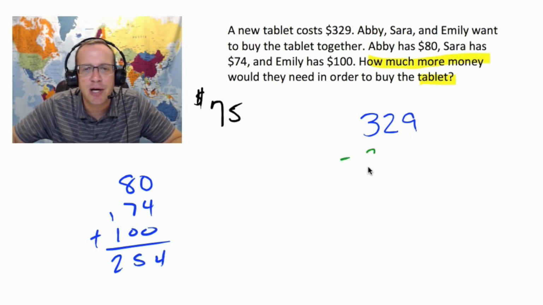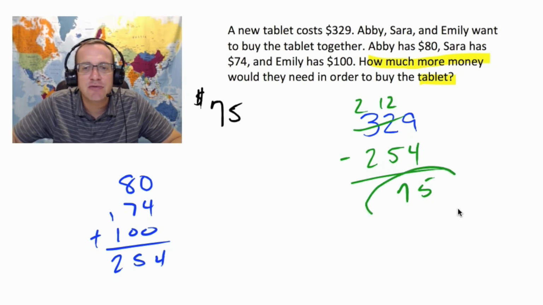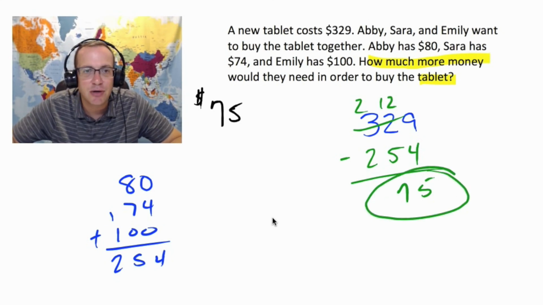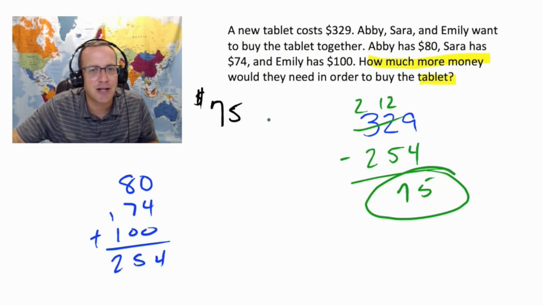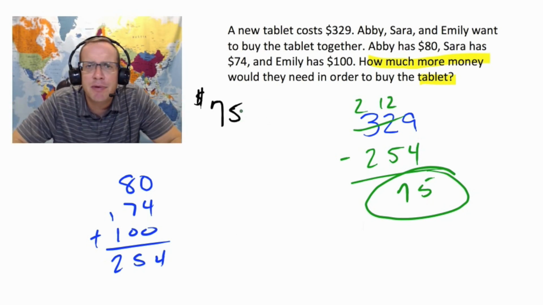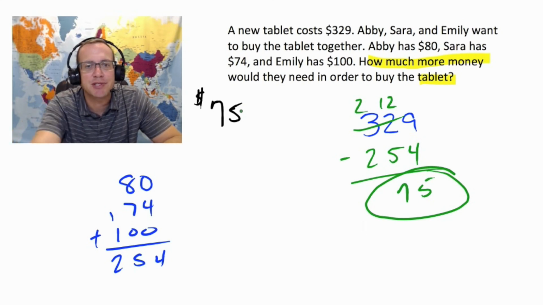So 329 minus 254. 9 minus 4 is 5. We need to borrow 2 and 12. We have a 7 here and nothing else. So that's where we got our $75. Okay, you can go ahead and check it. Go ahead and make sure it makes sense, and you end up with the $75. Okay, I hope you understand a little bit better now a different strategy on how to solve multi-step word problems.